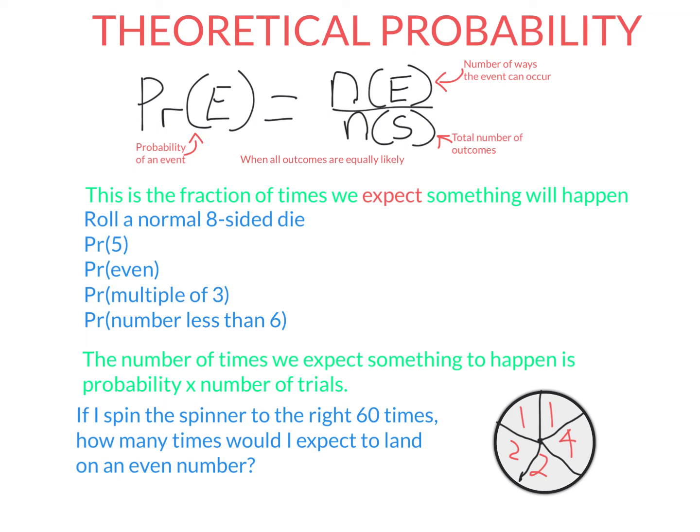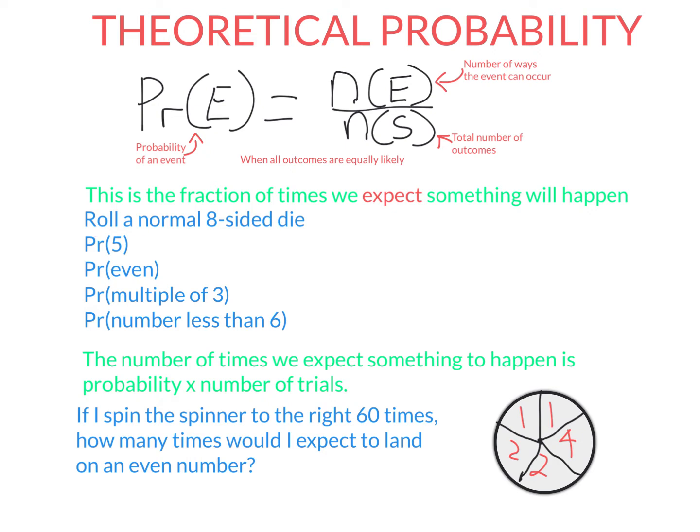Thank you so much for tuning into this video on theoretical probability. So here, we're actually going to find out how we calculate probabilities. We use this formula when all outcomes are equally likely to occur. This formula says the probability of an event is the number of ways it can occur over the total number of outcomes. What we're calculating here is theoretical probability. The answer we get will usually be a fraction, and that is the fraction of times that we expect something will happen. So let's look at an example.